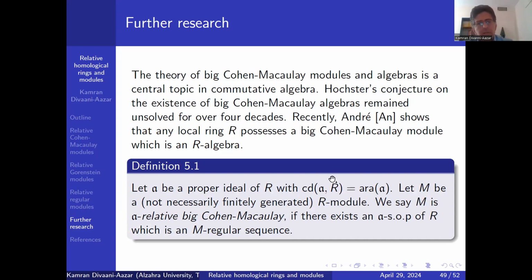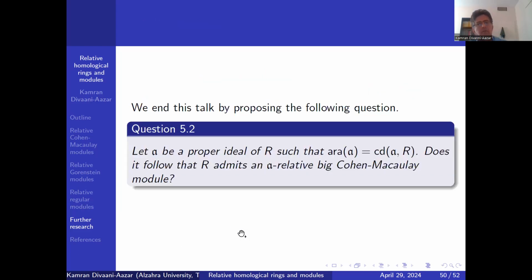So first, we should have the notion of relative Cohen-Macaulay modules. Let A be a proper ideal of R with this assumption. This assumption is needed for having a relative system of parameters. Let M be an R-module, not necessarily finitely generated. We say that M is A-relative Cohen-Macaulay if there exists an A-relative system of parameters of R which is an M-regular sequence.